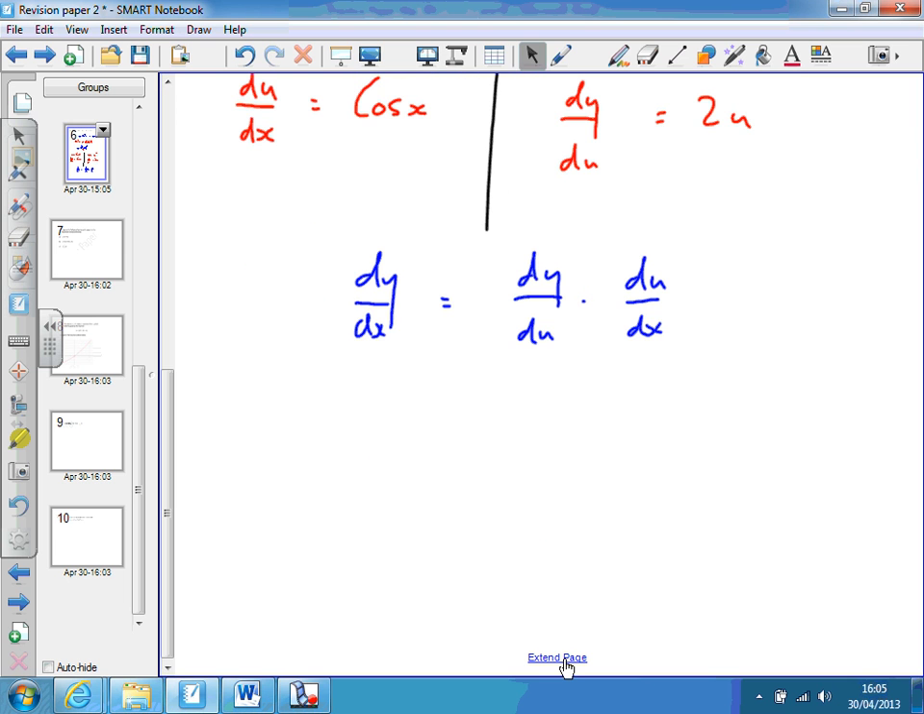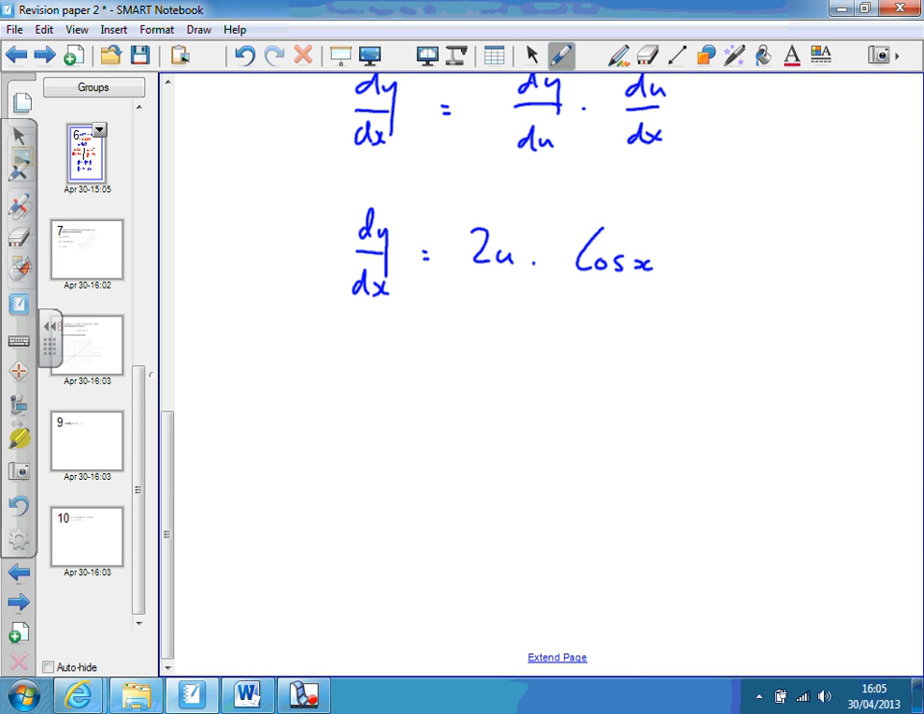So dy by dx equals dy by du, which is 2u, multiplied by du by dx, which is cos x. And then finally, I just replace u with what we set u to be, which was sine x. So that equals 2 times sine x times cos x. And that would be the answer.